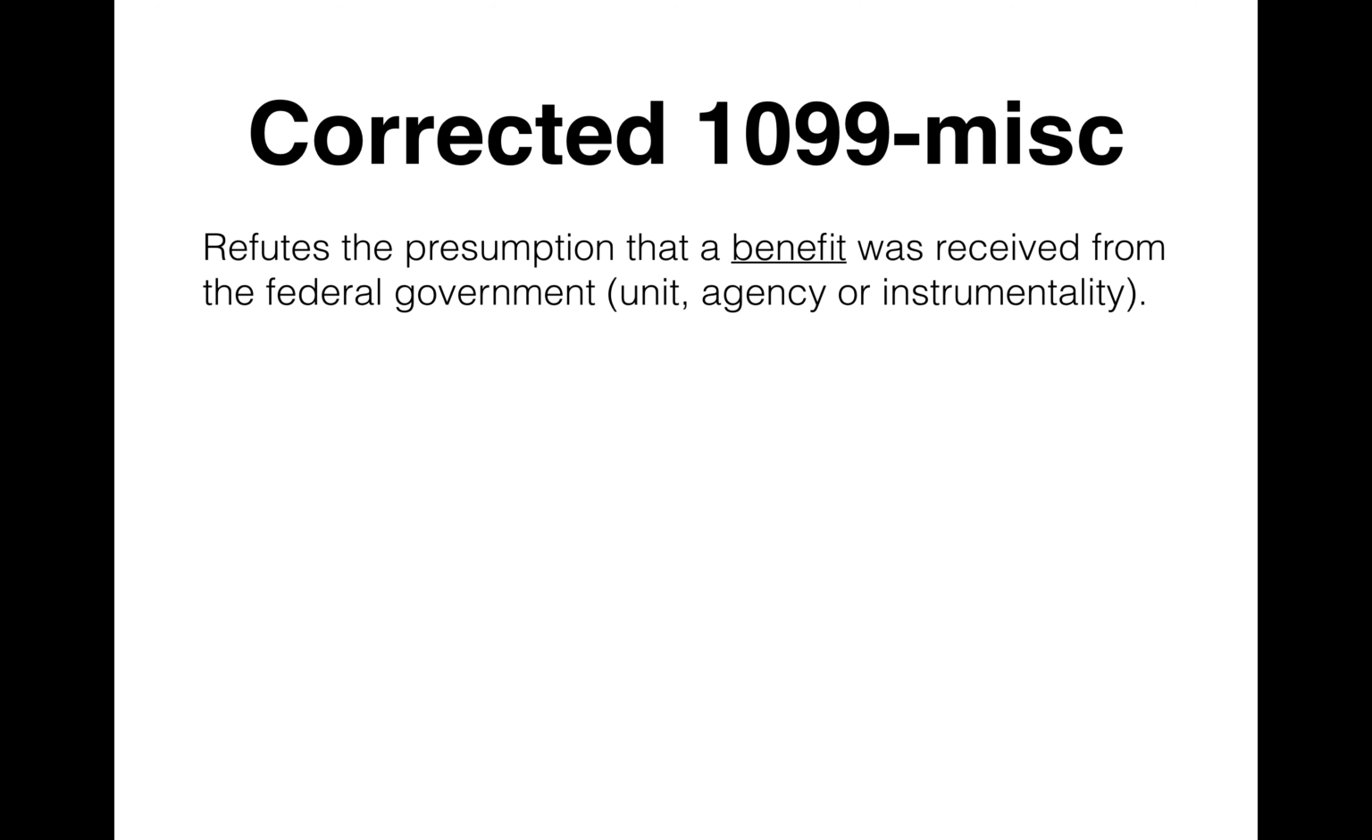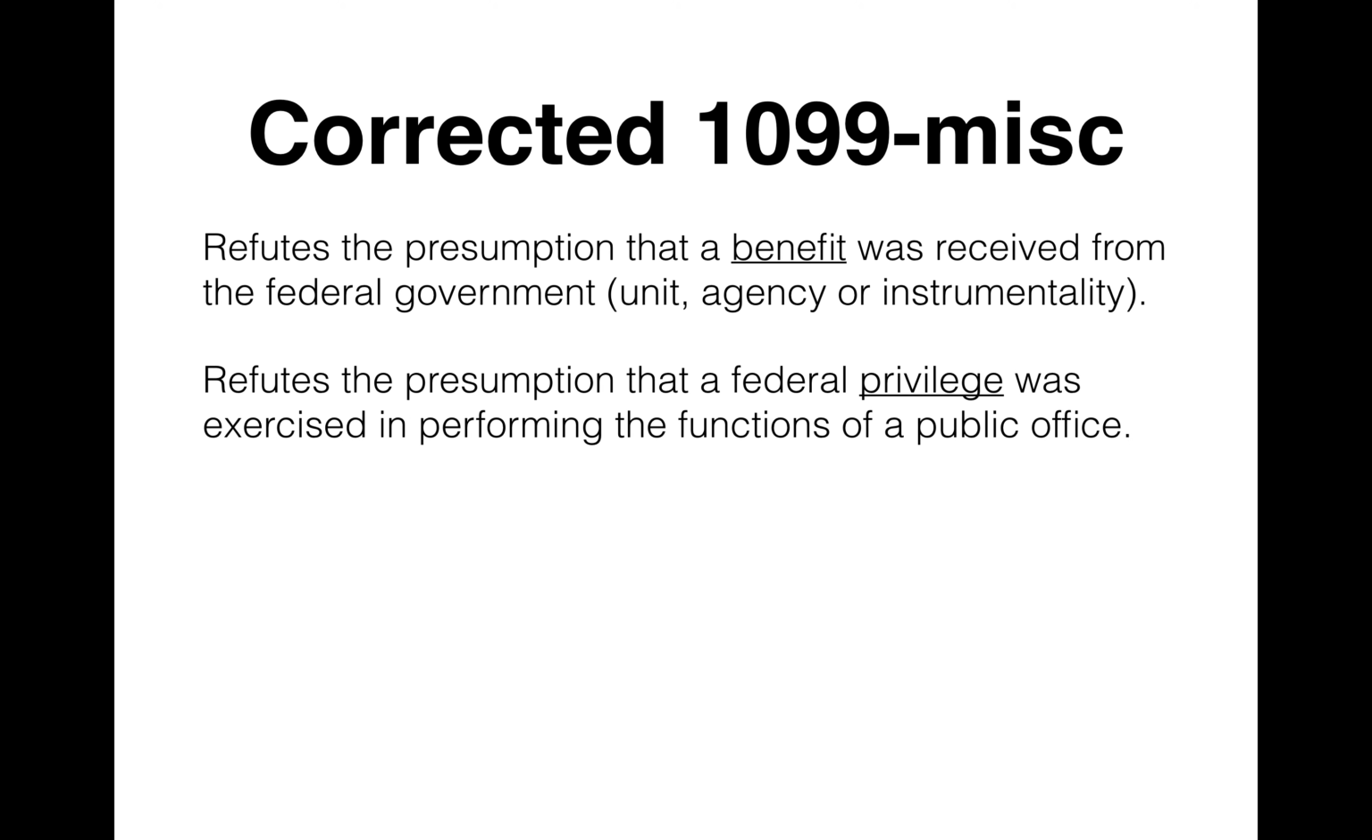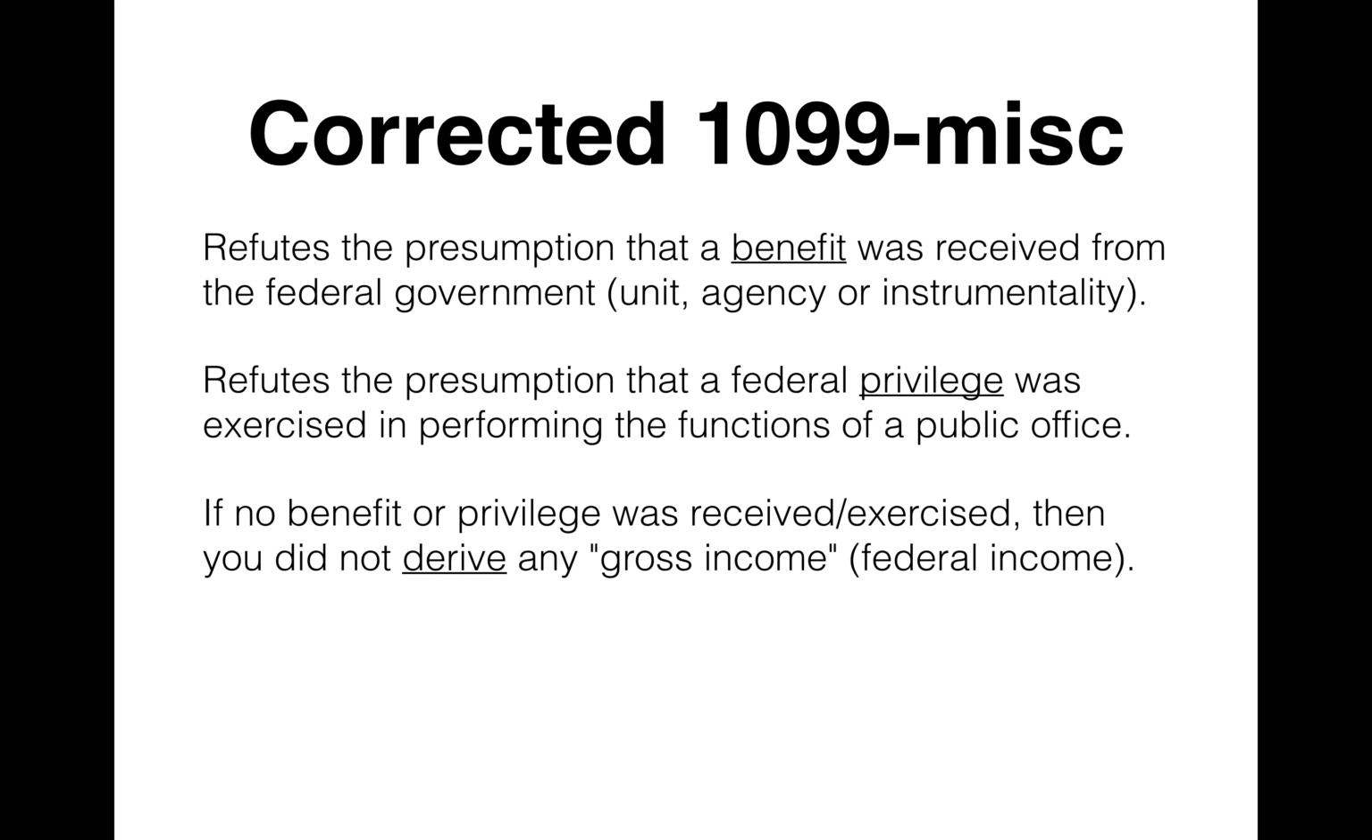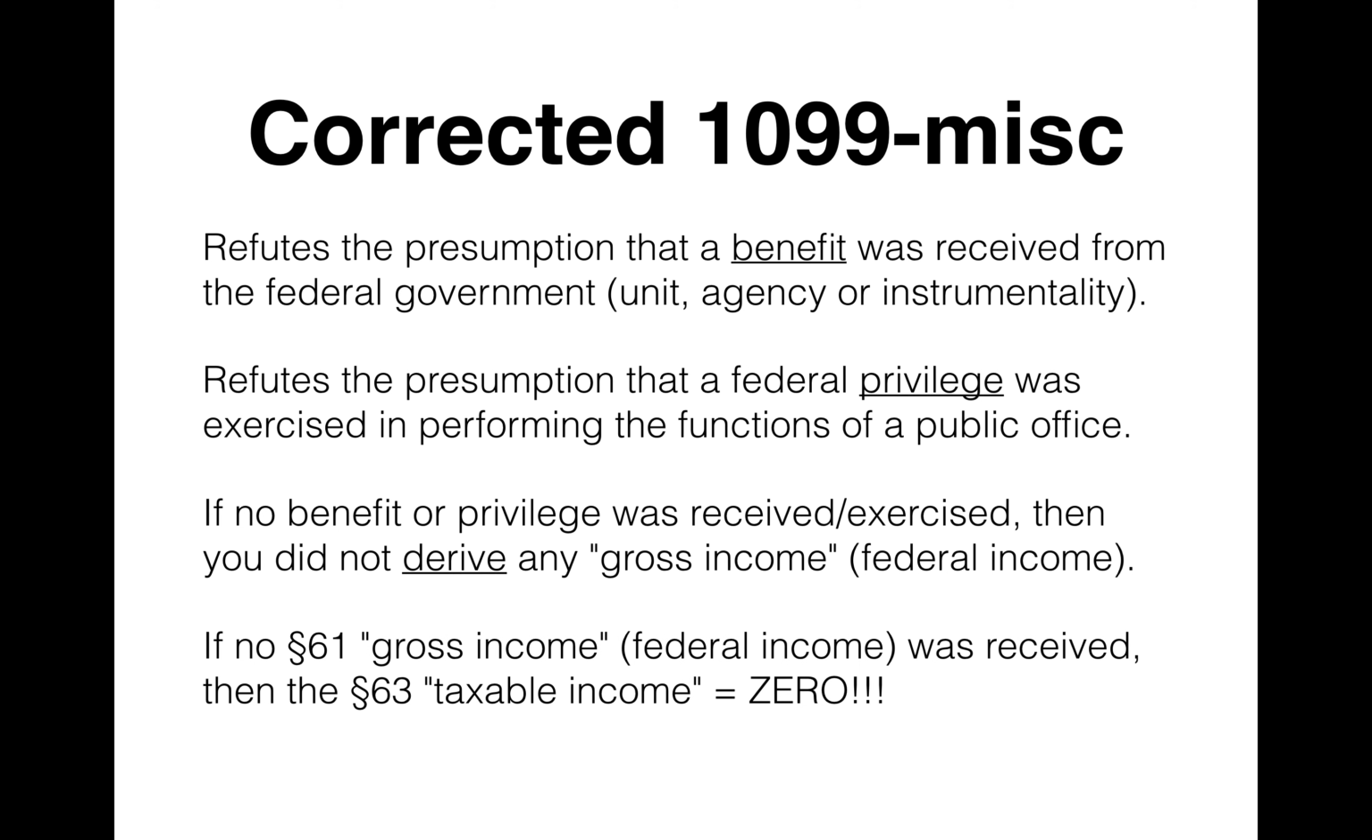Now, what I've done here is, one, I refuted the presumption that I received a benefit from the federal government. And two, I refuted the presumption that I exercised a federal privilege in performing the functions of a public office. Now, if I didn't receive a benefit and I didn't exercise a privilege, then I did not derive any gross income. That is, I did not get any federal income. So if I did not receive any gross income or federal income, then Section 63 taxable income is also 0.